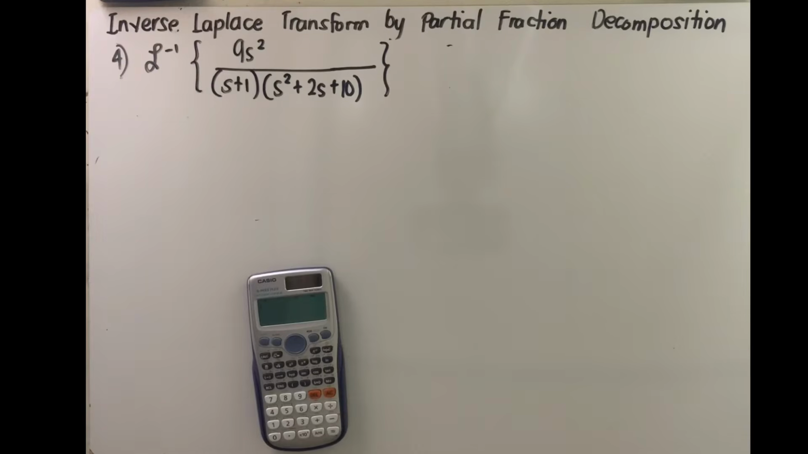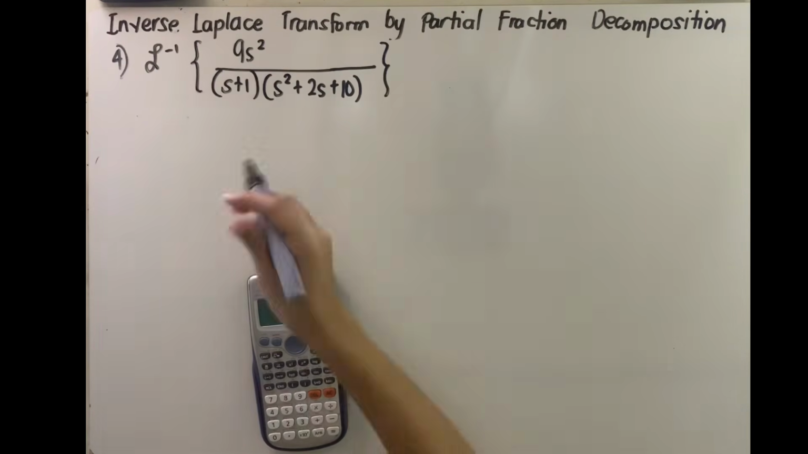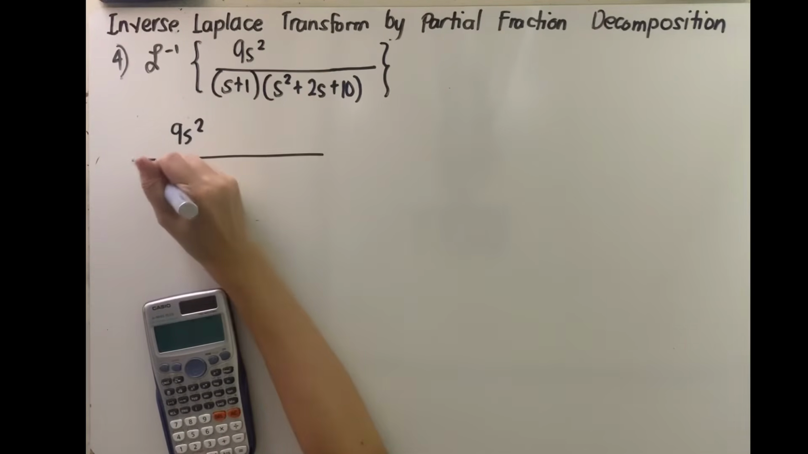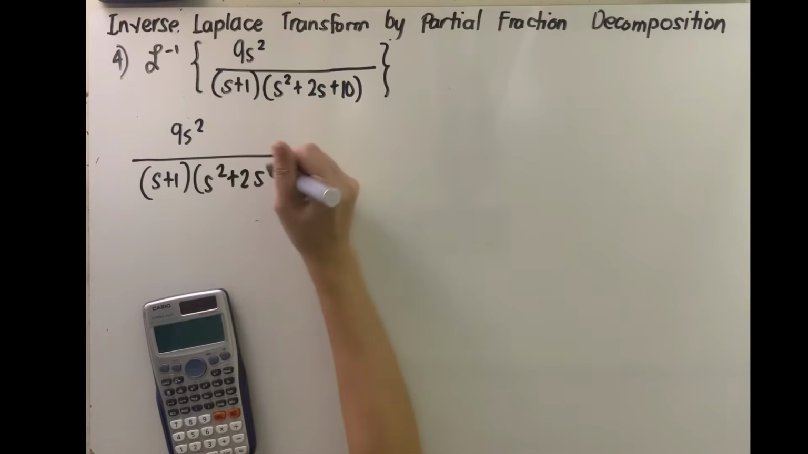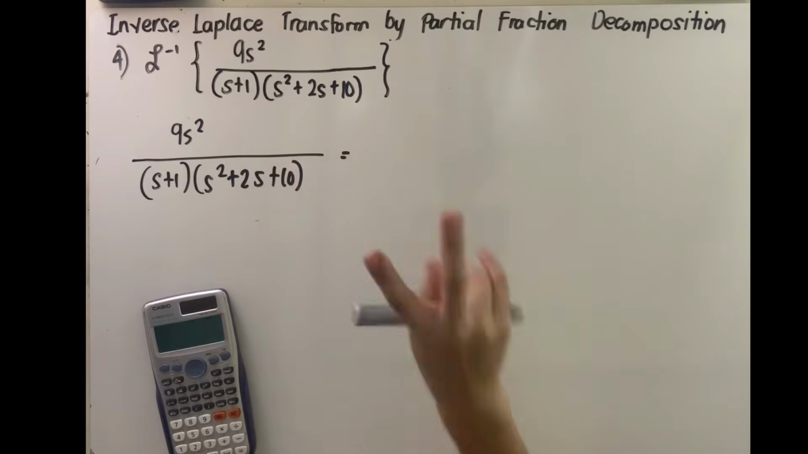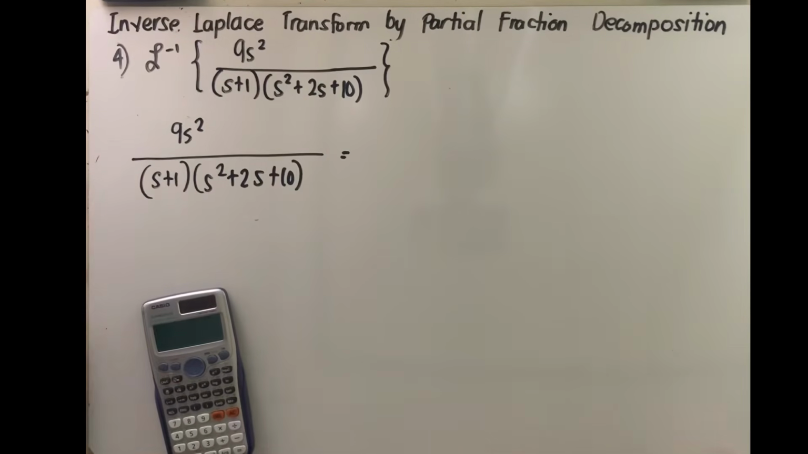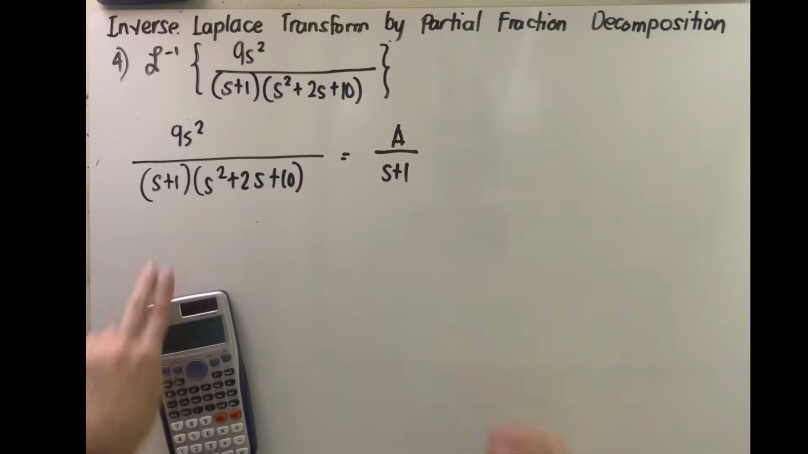So, for quadratic factors, when we make this partial fractions, let me write it down. Your given is 9s squared all over s plus 1 times s squared plus 2s plus 10. So, I'm going to teach you two representations of your partial fractions. There are reference books that require that for a linear term, it's simply a, b, c. So, you have here A over s plus 1 for this linear term.